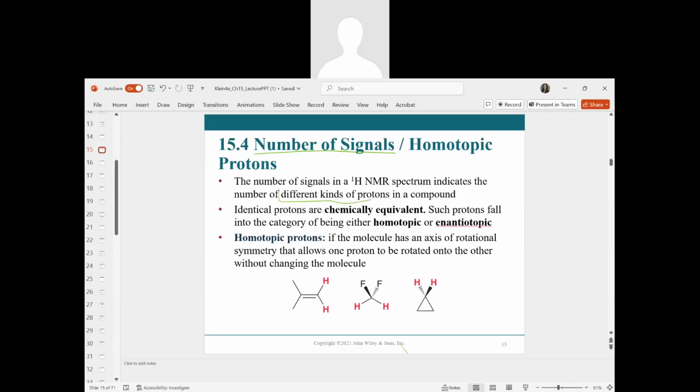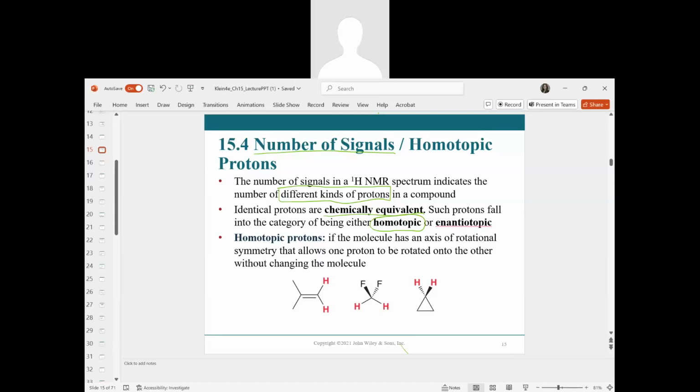When we refer to different kinds of protons, we're specifically saying the different chemical environment, or what is next to each of these protons. If they are chemically equivalent, we would say that they have the same chemical environment, and a way of referring to this is that they are homotopic. If they are protons that would produce a single signal, they have the same chemical environment, they are chemically equivalent. These would be referred to as homotopic protons.